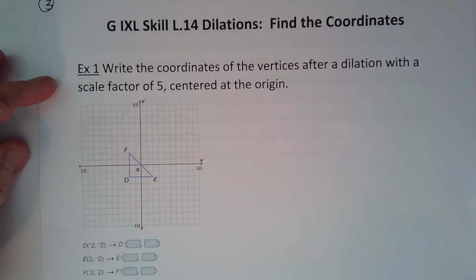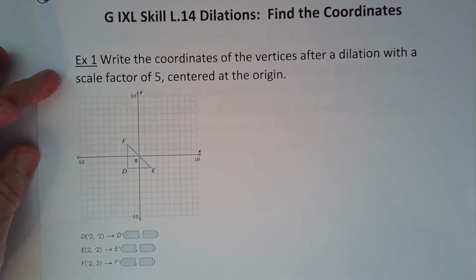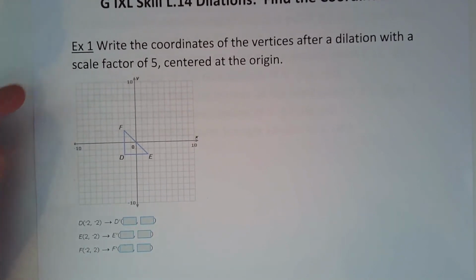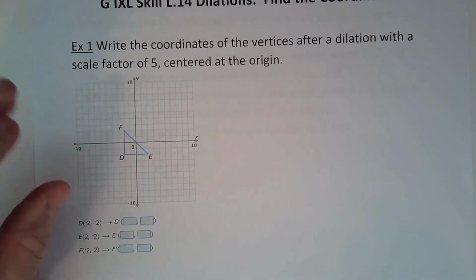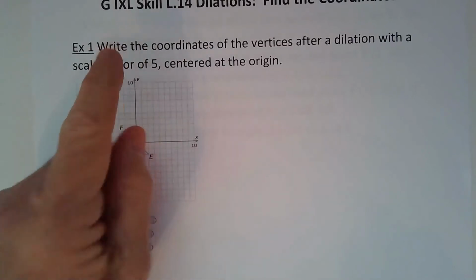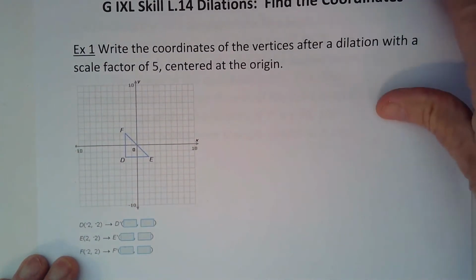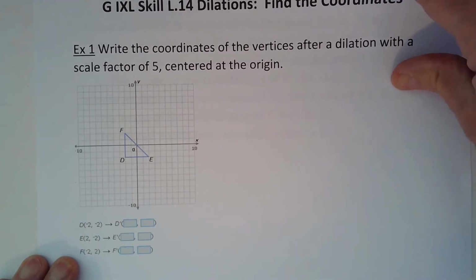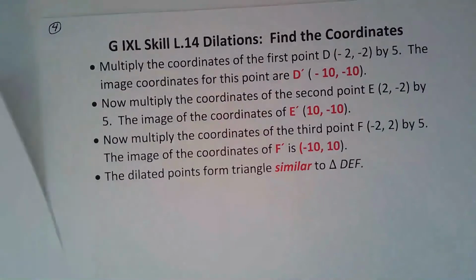So here we're going to write the coordinates of the vertices after a dilation with a scale factor of 5. And these are always centered at the origin. So here we have a triangle DEF, and we're going to dilate its vertices by the scale factor of 5. All right. So what I'm going to do is flip back and forth between this particular sheet and the following one.